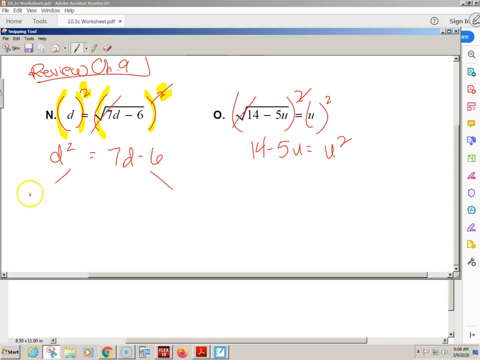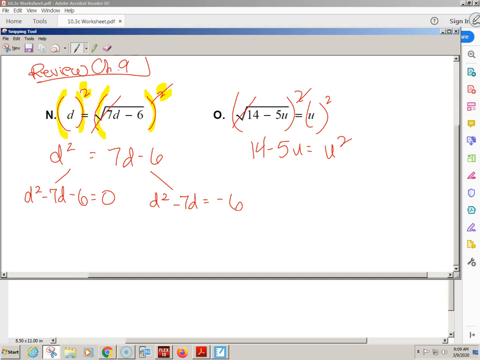So if it was factorable, we'd want to get everything on one side. If it's not factorable, we either want to do the quadratic formula, or to be honest, most of you guys are way better at completing the square, as I was grading your tests this weekend. Most of you guys were way better at completing the square.